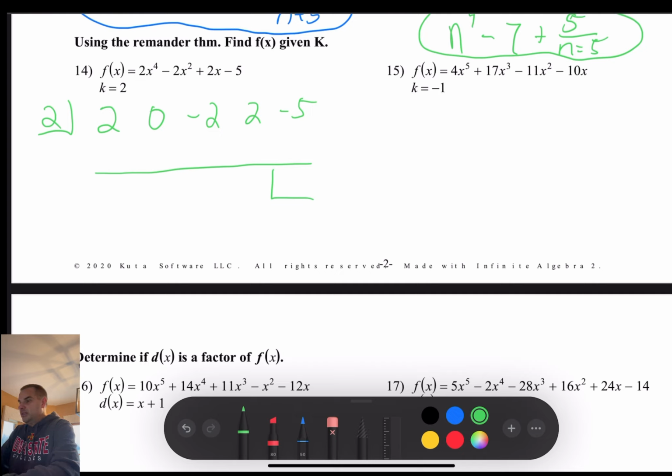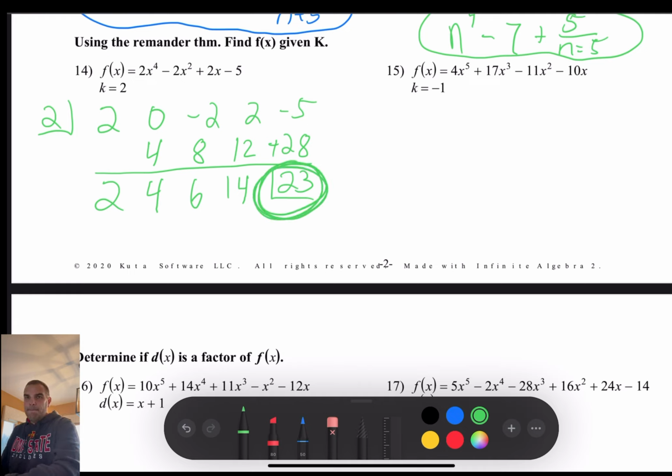Figure out what the remainder is here. So we got a 2, we got a 4, we've got a 4, we've got an 8, we've got 6, we've got 12, we've got 14, negative 28, oops, plus 28, sorry. Plus 28 gives me a remainder of 23. So that's my answer. 23.